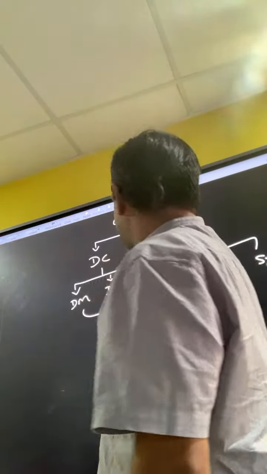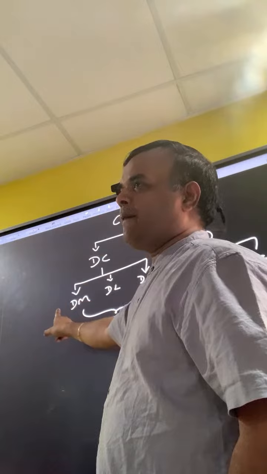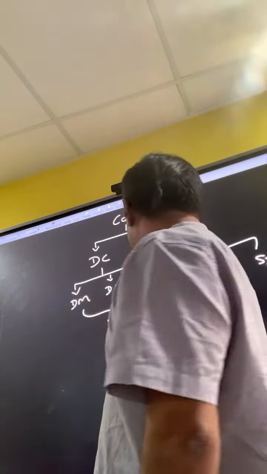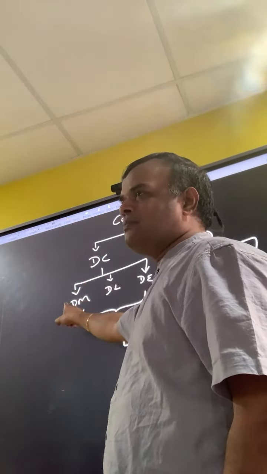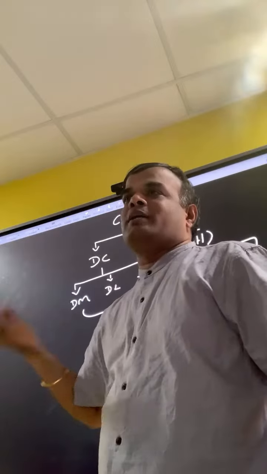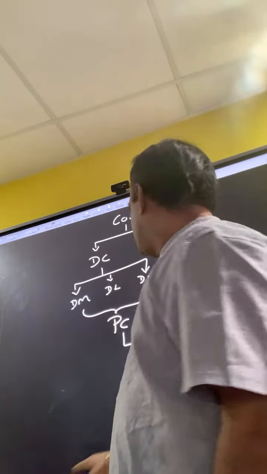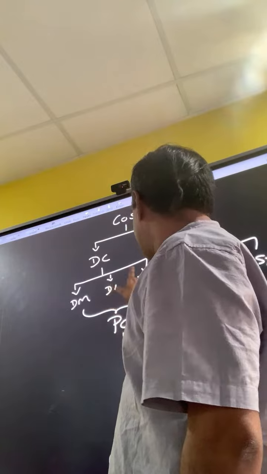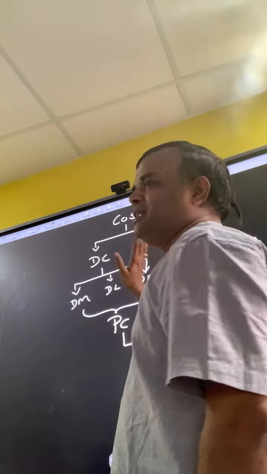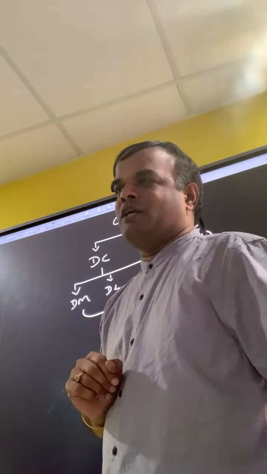Factory cost minus raw material cost is called what? Other than raw material cost is called what? Conversion cost. So conversion cost consists of direct labor, direct expenses plus production overhead. Now, did you get the clarity or not?